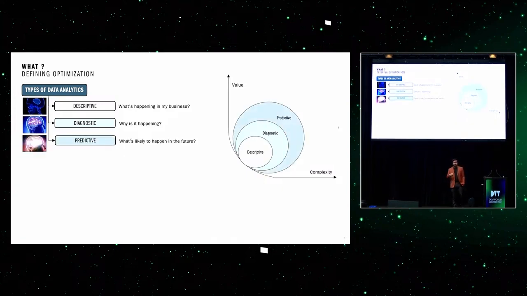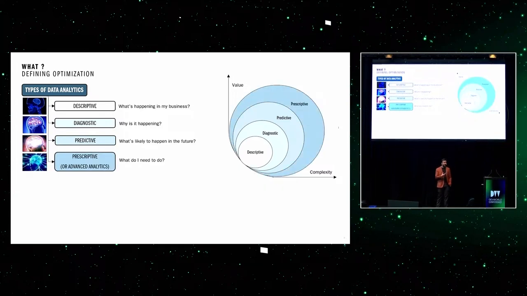Then the next level would be predictive analytics, which explains what is likely to happen in the future based on historical data. Now, again, predictive cannot exist without the two mentioned analytics before, but more on value and more on complexity. And then the next level is the advanced analytics or the prescriptive analytics. Now, in order to know what do I need to do for the next upcoming crisis, I need to know what is going to happen in my business, why is it happening, what's likely to happen in the future. So I cannot prescribe a solution before I know what is wrong in my business.